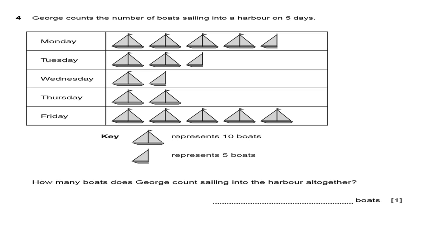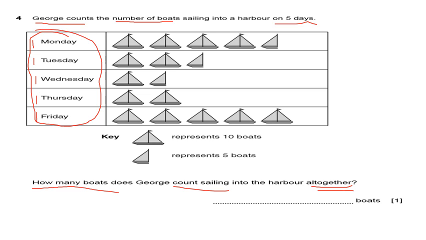Question number 4. George counts a number of boats sailing into the harbour on 5 days: Monday, Tuesday, Wednesday, Thursday and Friday. How many boats does George count sailing into the harbour all together? So in total. So on Monday, Tuesday, Wednesday, Thursday and Friday. We need to look at the key, which tells us that this represents 10 boats and this represents 5 boats.